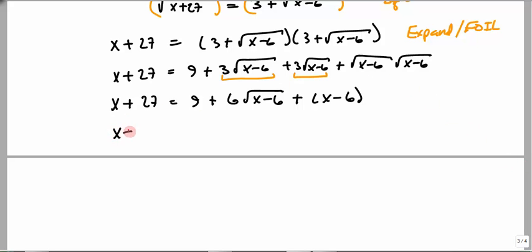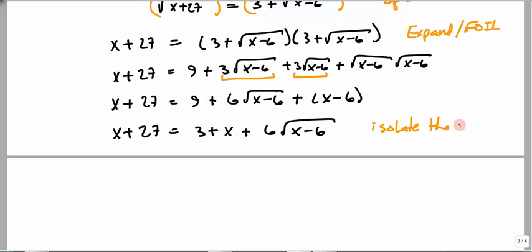So we're going to simplify. So I have 9 minus 6 is 3. 3 plus x plus 6 root x minus 6. Now I want to isolate the radical on the left. Okay, so what we want to do then is we'll subtract the 3 and subtract the x. And we end up with x minus x is 0. 27 minus 3 is 24. And on the right, these cancel. I'm left with 6 square roots of x minus 6.